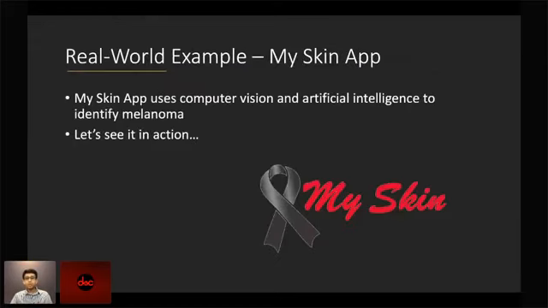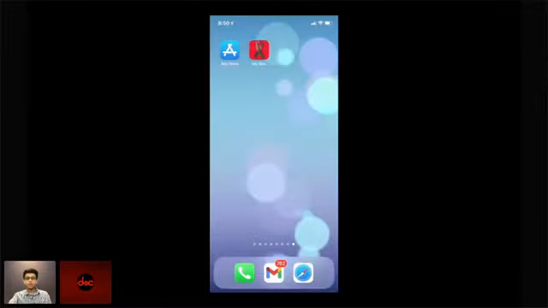So the first real world example is something called the MySkin app. The MySkin app is an app that I developed, and it uses computer vision and artificial intelligence to identify melanoma skin cancer. I prepared a short video just to show you how the app works in action. So we'll go ahead and watch that video, and I'll just be talking over the video.